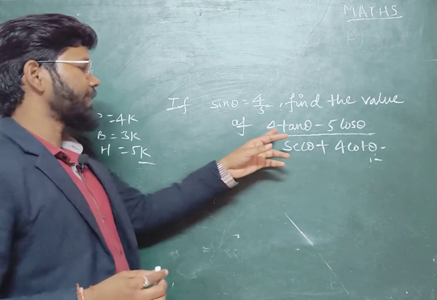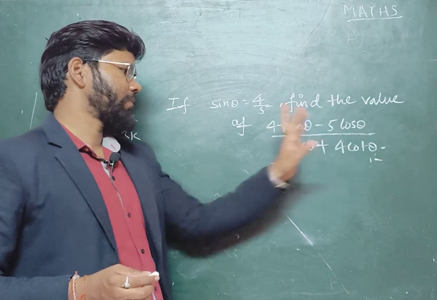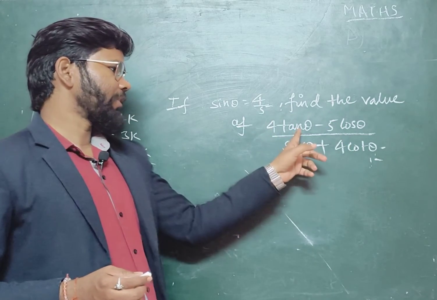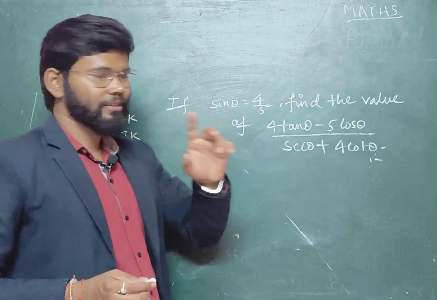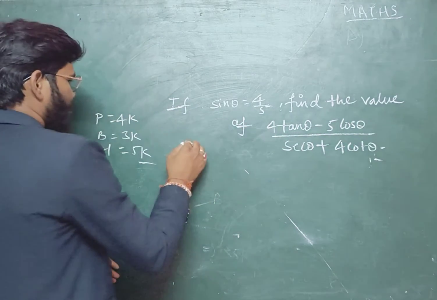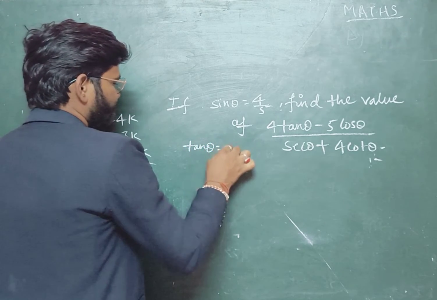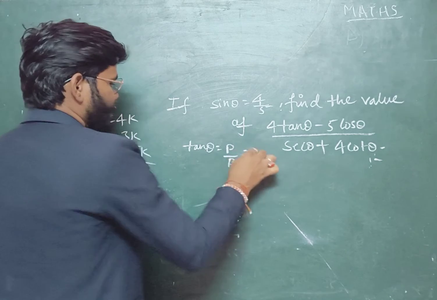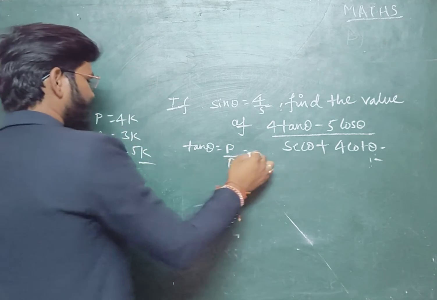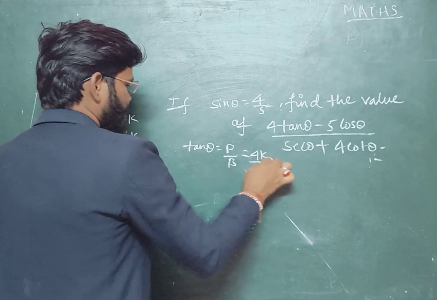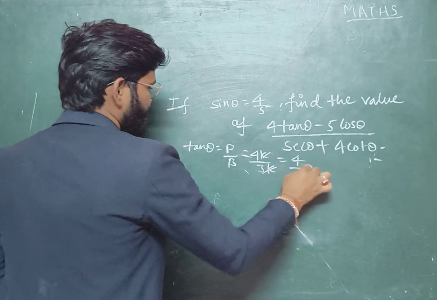Now the question is: 4 tan theta minus 5 cos theta divided by sec theta plus 4 cot theta. So there are 4 trigonometric ratios: first tan, second cos, third sec, and fourth cot. Let's see how to find them. First, find the value of tan theta. Tan theta equals p by b, so 4k by 3k. K cancels, and its value is 4 by 3.